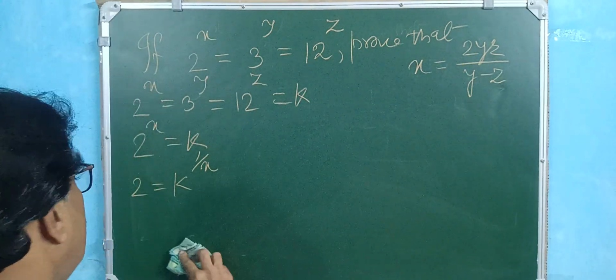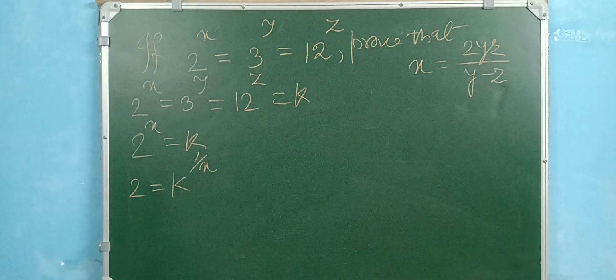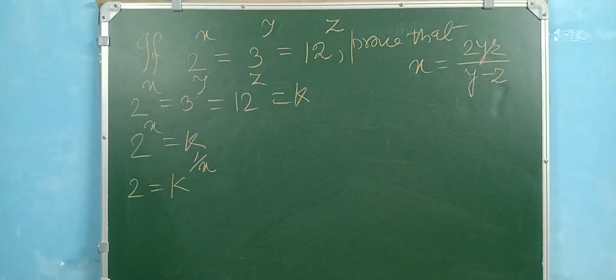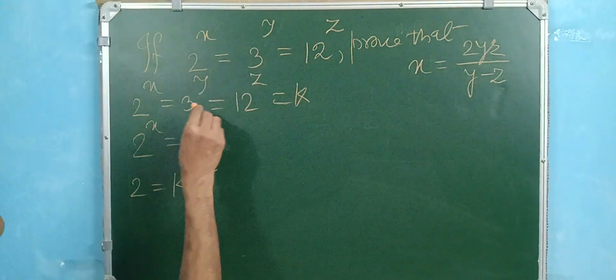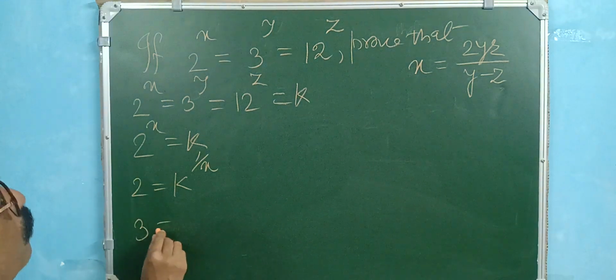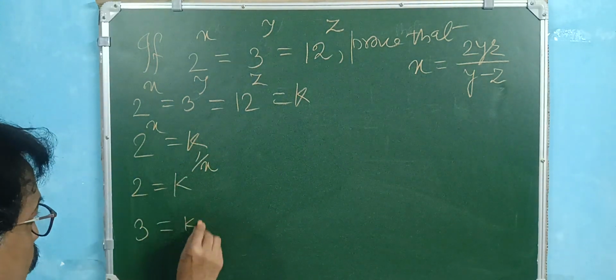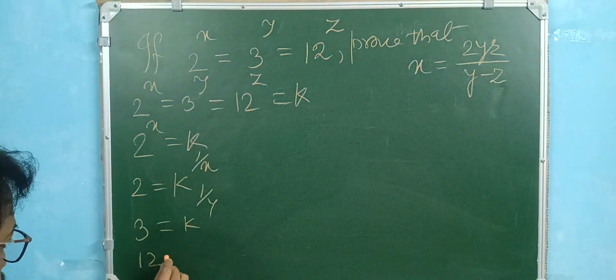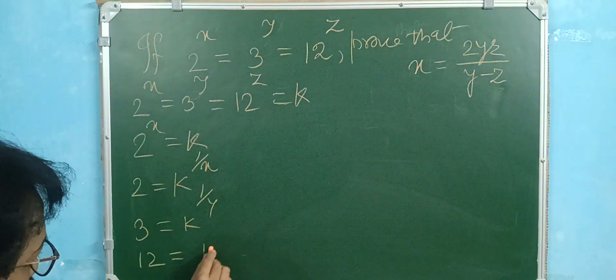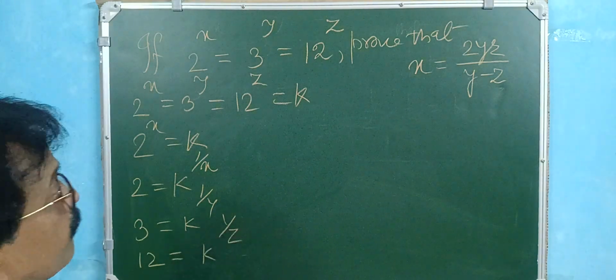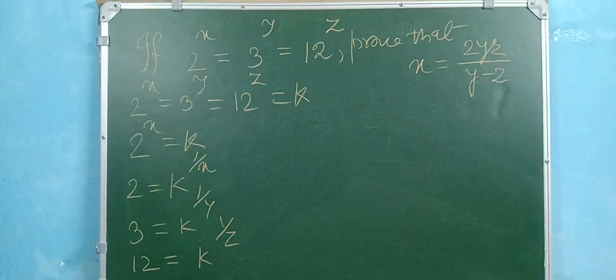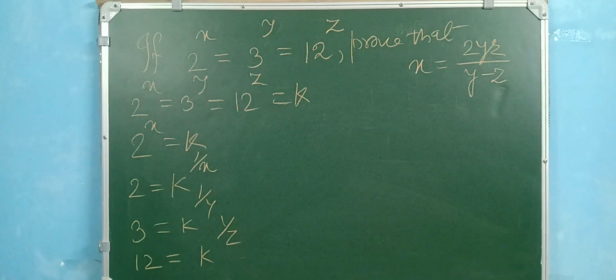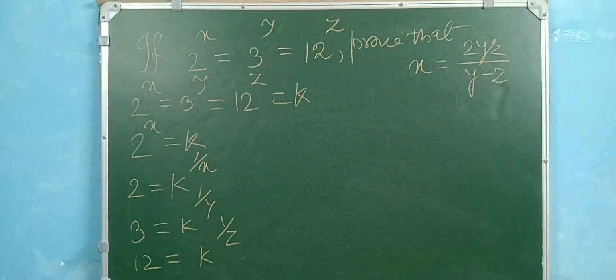In this way. So now this is 3. So here is 3 also, this is k to the power 1 by y. And 12, this is 12. That is, 12 is equal to k to the power 1 by z. Clear?